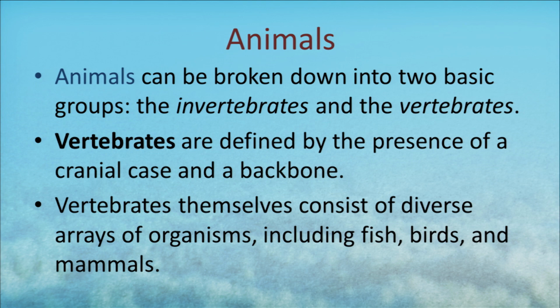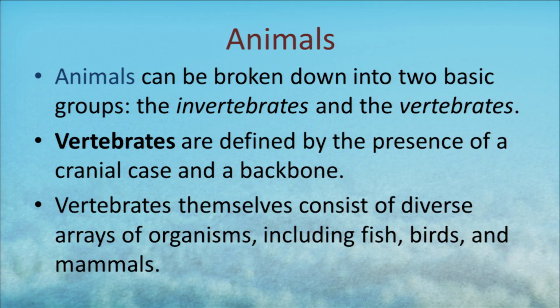Now, to be called a vertebrate, you have to satisfy two criteria. One is the presence of a cranial case. So when we have a cranial case, that simply means you have a skull or something like that that protects a brain. And then the other one, which is more commonly known, is that you have to have a backbone. So some type of rigid bone that basically goes through your back. It's not always made of bone, but something like that, that gives you support for your back.